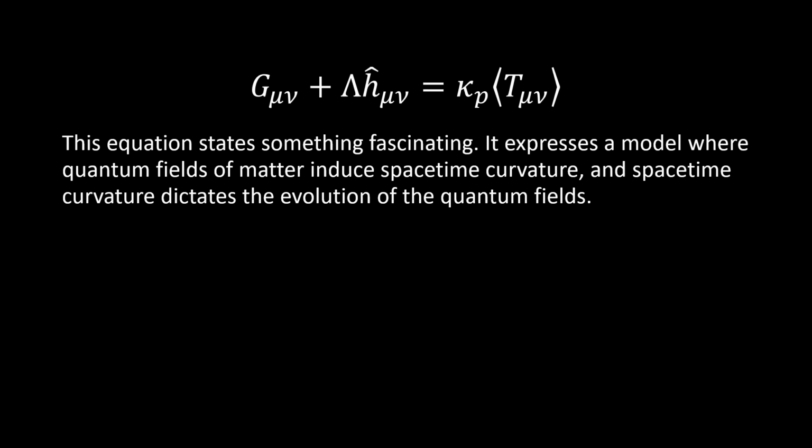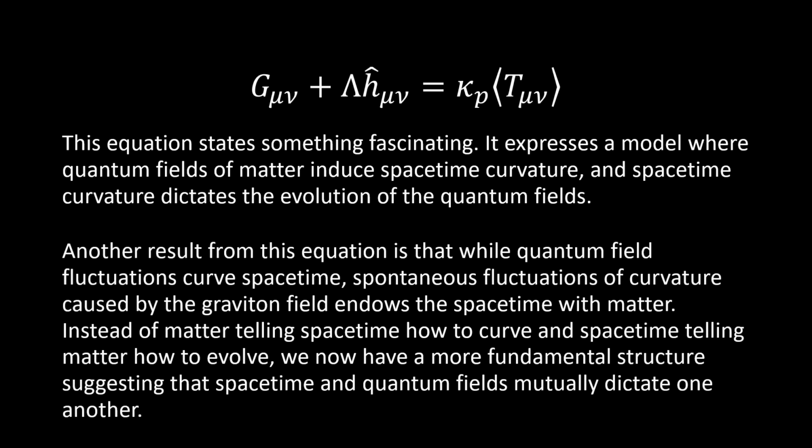It states something fascinating. It expresses a model where quantum fields of matter induce space-time curvature, and space-time curvature dictates the evolution of the quantum fields. Another result from this equation is that while quantum field fluctuations do indeed curve space-time, spontaneous fluctuations of curvature caused by the graviton field is what endows a space-time with all the other non-graviton matter in the first place, because the graviton is the first to split in the symmetry breaking as the universe expands and cools.